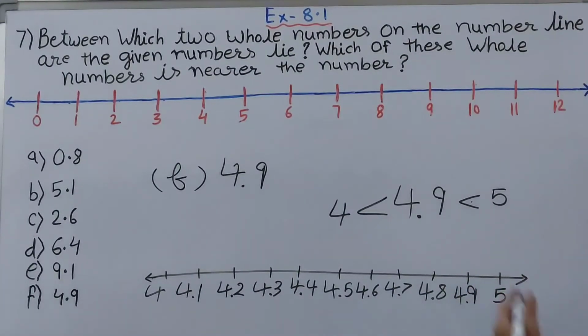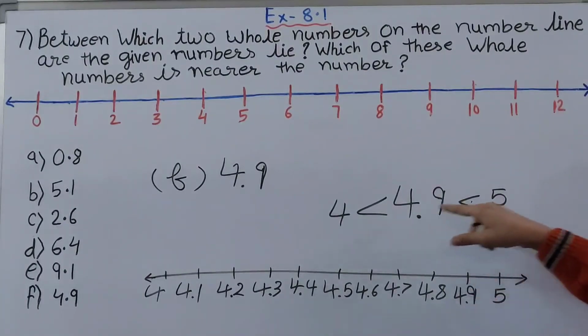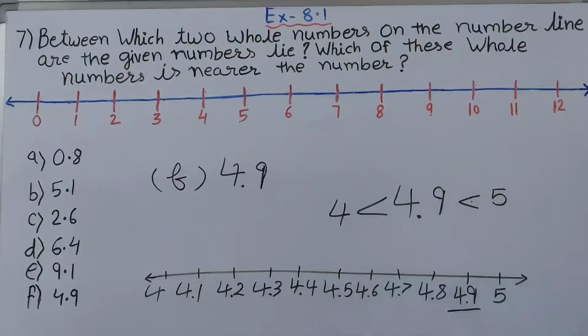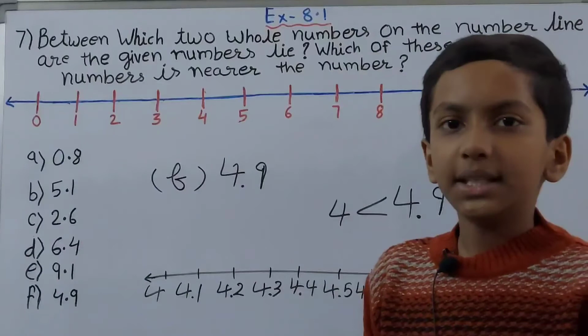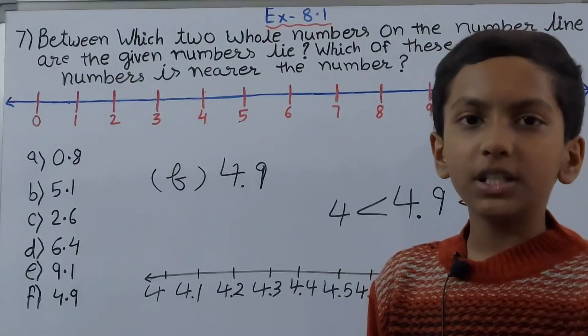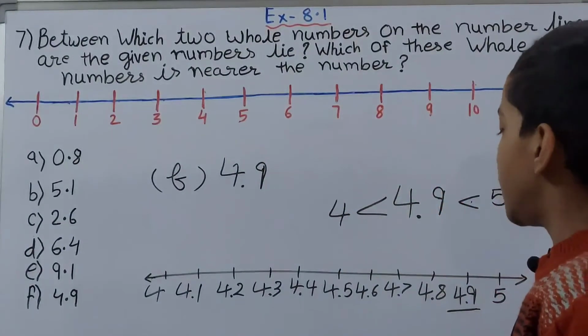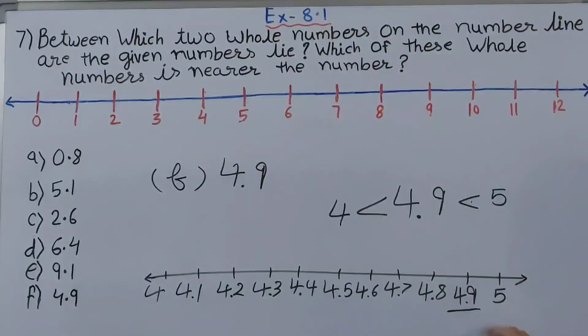So this is complete. Now look for the decimal 4.9 here. So this is over here, and now even you can easily see that 4.9 is nearer to which of the whole numbers? Yes, it is nearer to 5. So the answer of this question will be that our decimal 4.9 lies between the whole numbers 4 and 5, and it is nearer to the whole number 5.